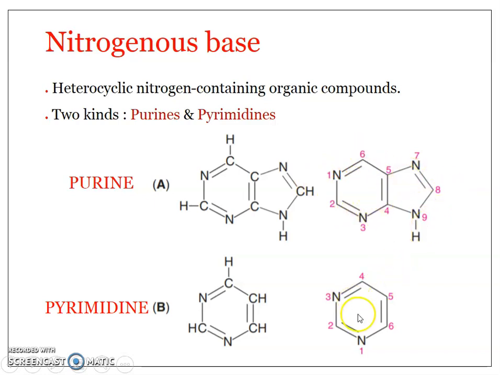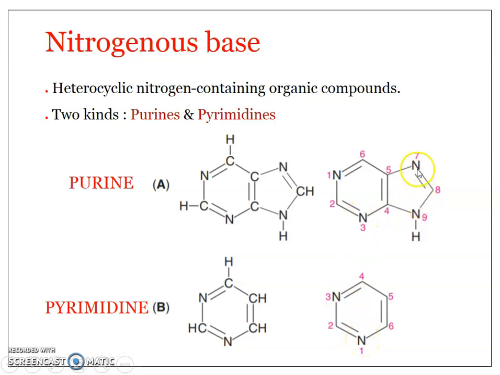But in the case of pyrimidine, again it starts with a nitrogen, but it is just the reverse. Here it is anti-clockwise, and here it is clockwise order. 1, 2, 3, 4, 5, 6. In both cases, we can see the first and the third positions are occupied by the nitrogen of the 6-membered ring.